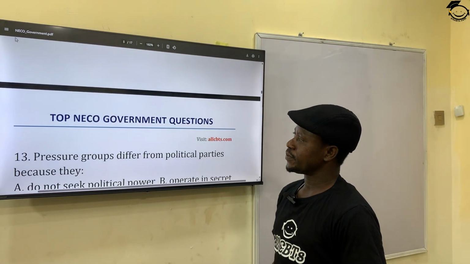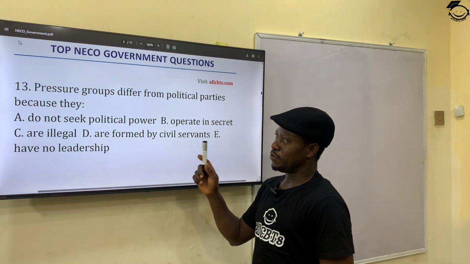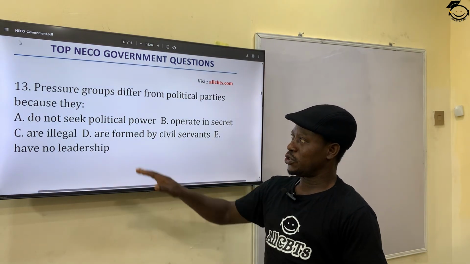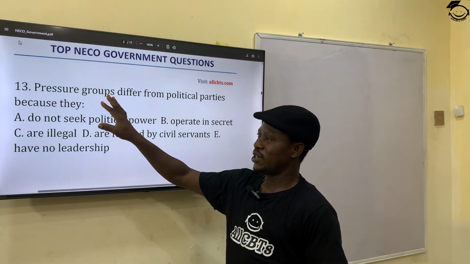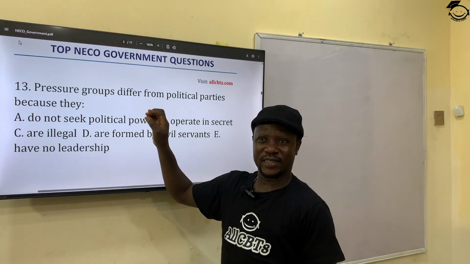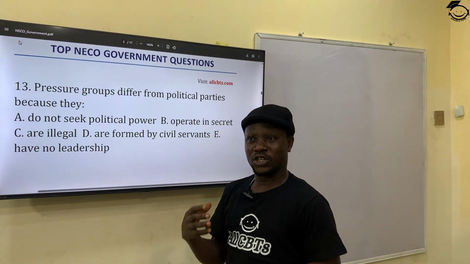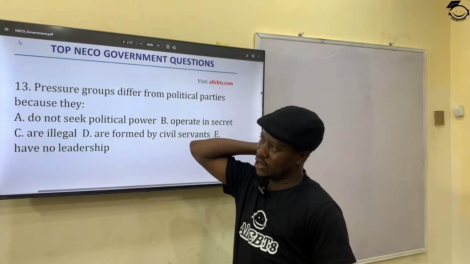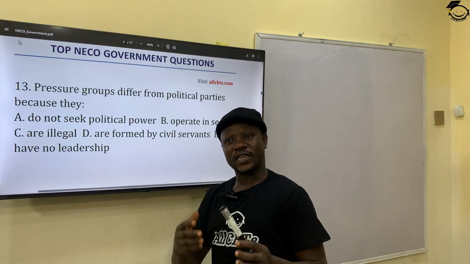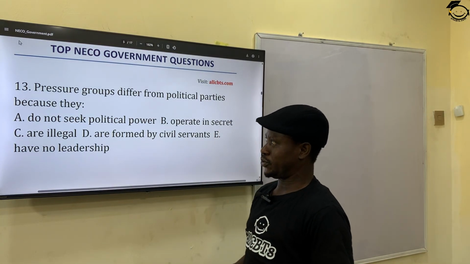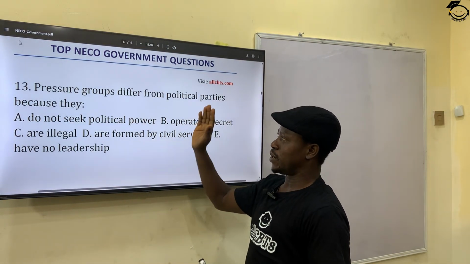Let's see the next question. Pressure groups differ from political parties because they... Now, with your background understanding of these two concepts, pressure groups are interest groups that come together only to influence government decisions to favor their members. While for a political party, the main aim is to contest for election and win the election, thereby controlling the government apparatus. So let's see what differs these two concepts, pressure groups and political parties.